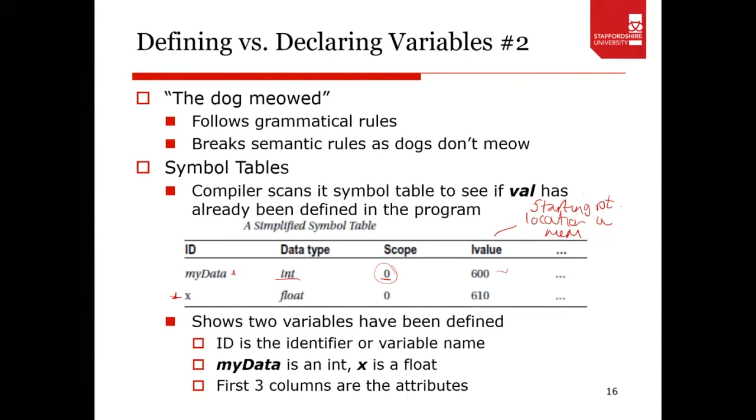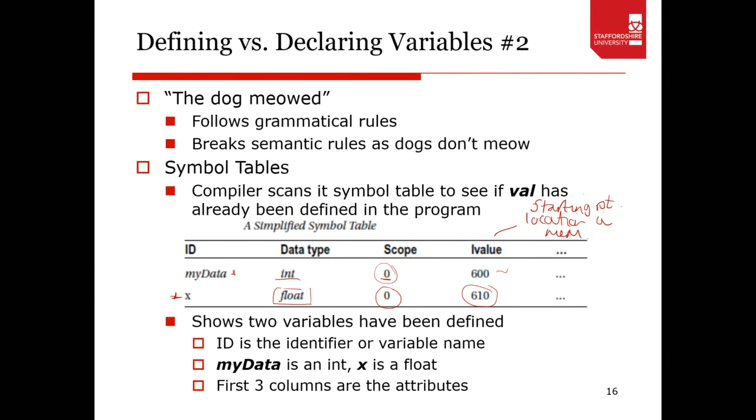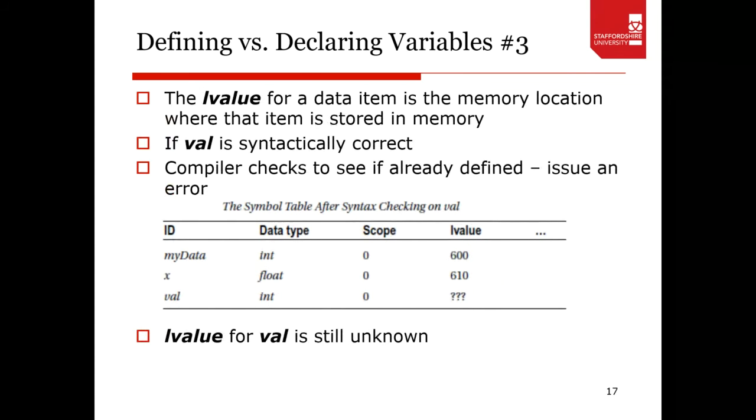X is another variable, and this is a floating point variable, and it also has a value of 0, and its L value is 610. So this shows that 2 variables have been defined. Their ID is their identifier or name. So myData is an int and X is a float. The first 3 columns are the attributes. The L value for a data item is its memory location. So where is it stored in memory?